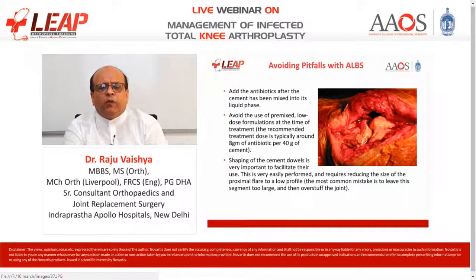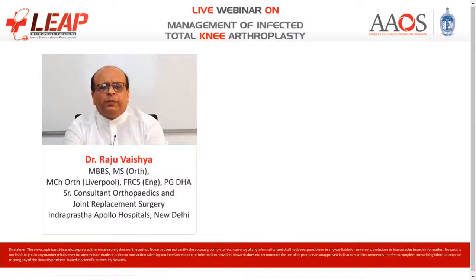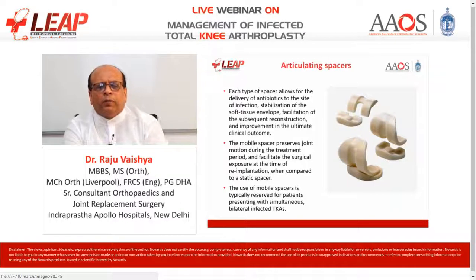Now, instead of making these antibiotic spacers, one can go for commercially available articulating spacers, as shown in these pictures. Each type of spacer allows for delivery of antibiotic to the site of infection, stabilization of the soft tissue envelope, facilitation of the subsequent reconstruction, and improvement of the ultimate clinical outcome.